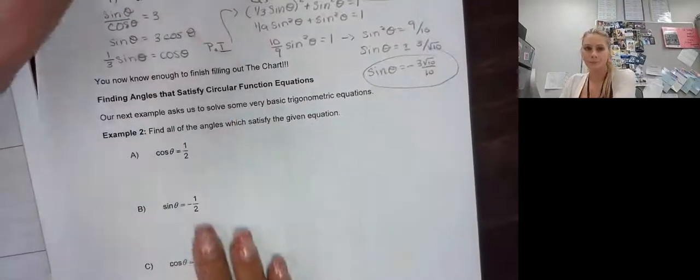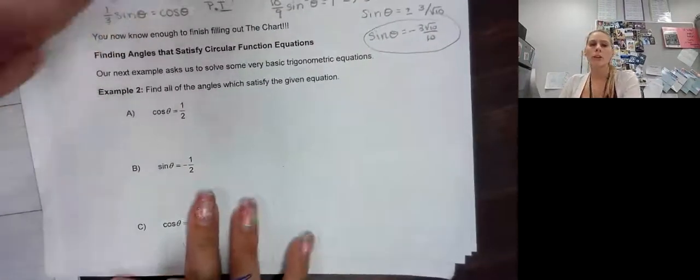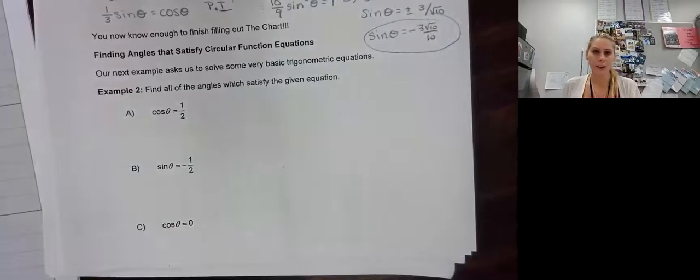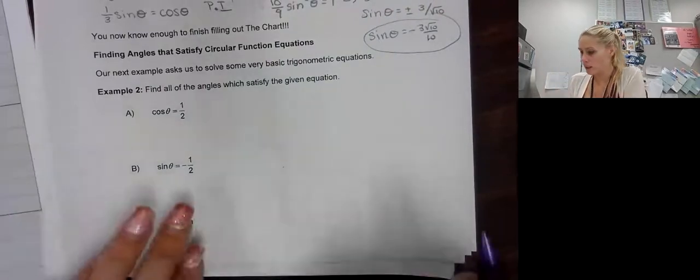All right. So now we're going to move on to finding angles that satisfy circular function equations. So our next example asks us to solve some very basic trigonometric equations. We're going to find all the angles that satisfy the given equation. Now, all the angles doesn't mean we're just going around once. We want to solve it in a way that we can get everything as many times as we want. And remember, that's from the other lesson where we did our 2 pi k, depending on the revolution, right? So let's see what we can do from here.